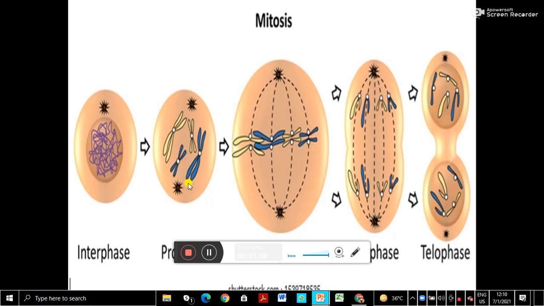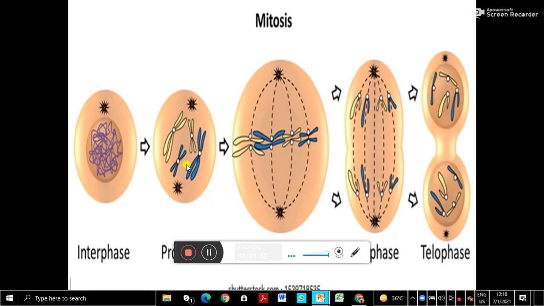There are 4 phases in mitosis. The first phase is called prophase, the second phase is called metaphase, the third phase is anaphase, and the fourth phase is called telophase. Now let us understand what is happening in all the 4 phases.